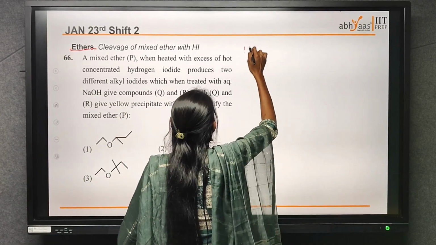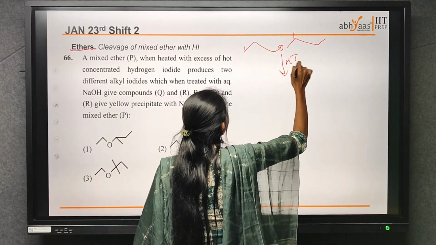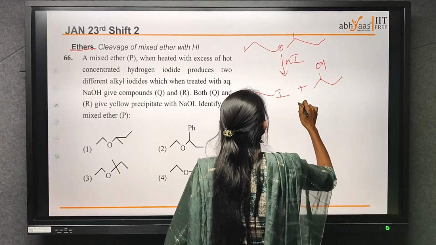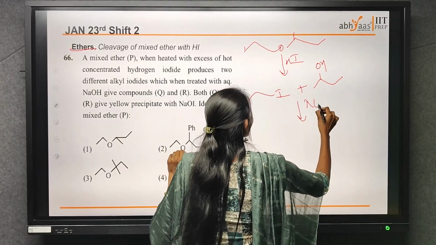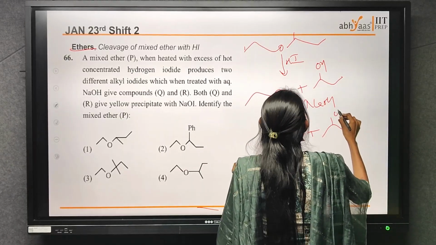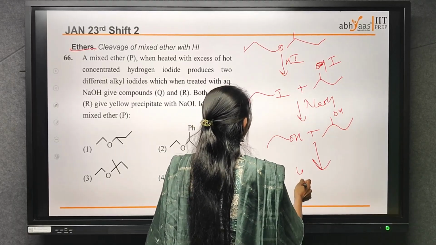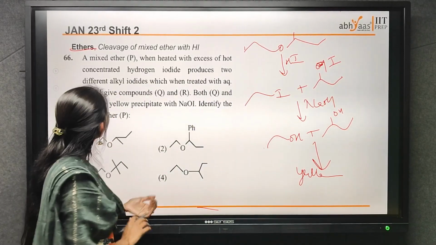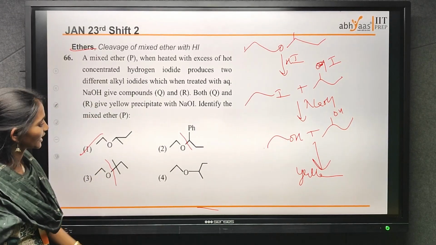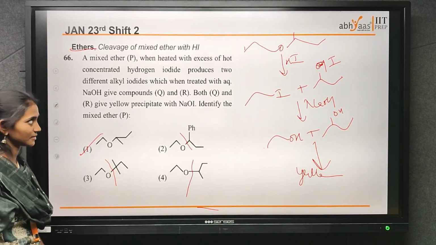I'll do from the first one, which is that, right, when I am doing with excess iodide, I am getting that I plus OH, right? When I am treating with aqueous NaOH, you are getting that OH molecule, right? So upon doing, you are getting your yellow precipitate, correct? When you cleave here itself, you are getting some other different products. If you cleave here itself, you are getting another, different product. Here cleaving it, you'll get a different product. Hence option 1 is your answer.